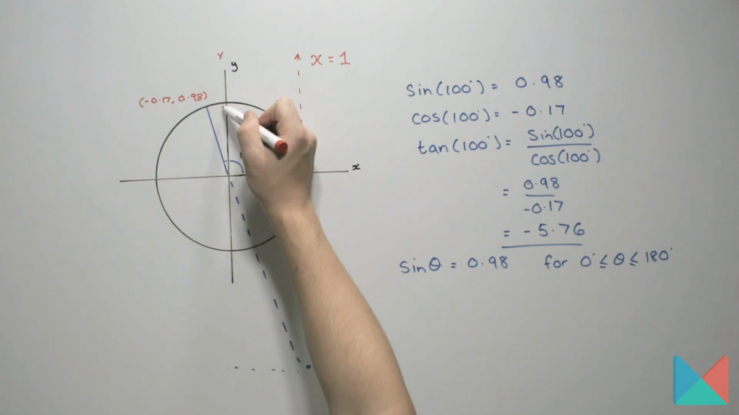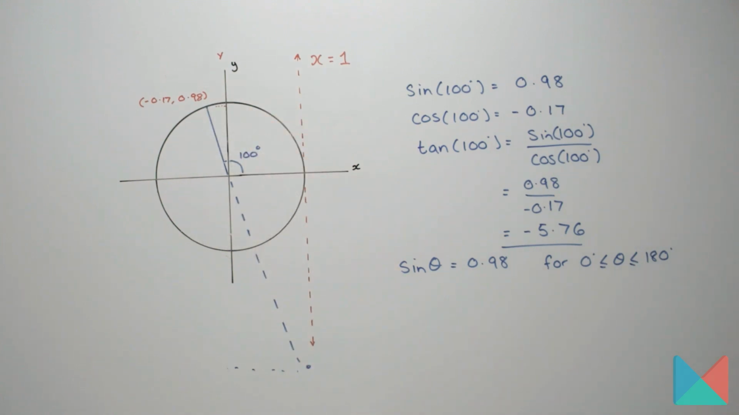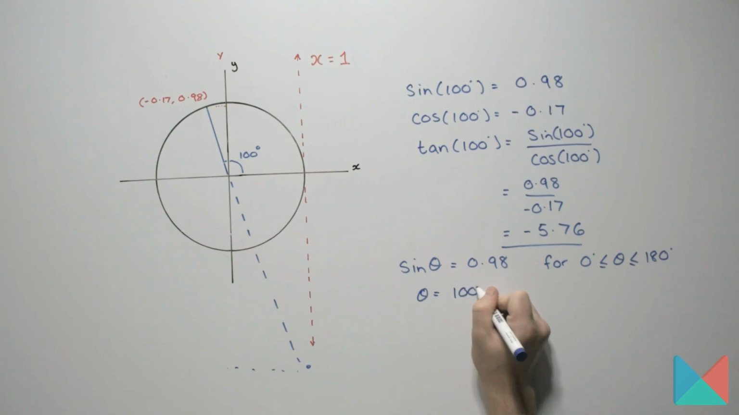Well, if we draw a dotted line to the coordinate, we can see that this is the angle, 100 degrees, which may seem kind of obvious because I've already drawn the whole thing out for you, but we know that a solution is 100 degrees.